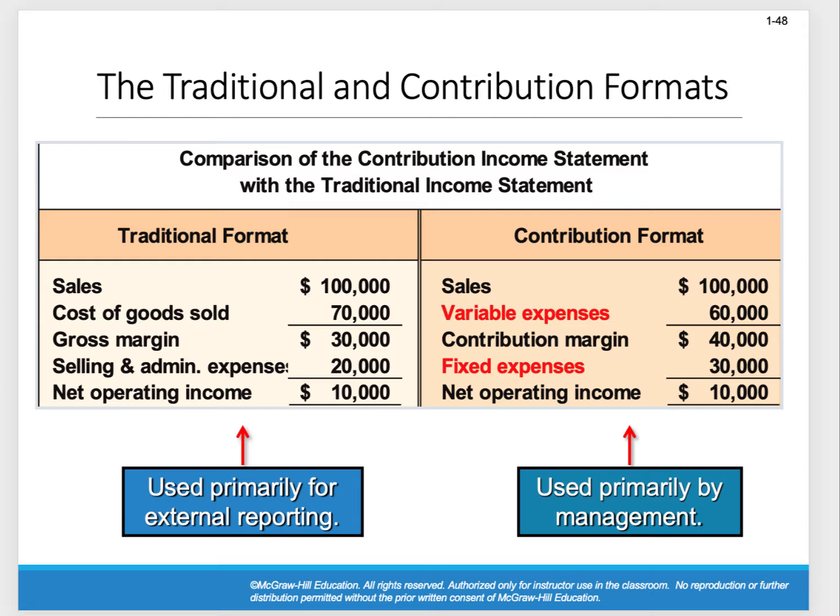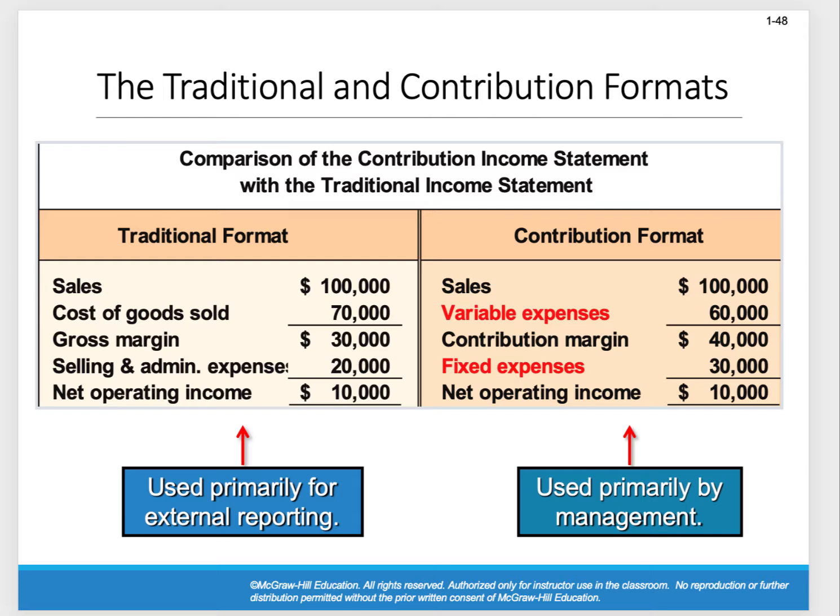So here's how I remember the contribution formatted income statement. I like to think that it's bad, right? It's racist, it's sexist, it's just a bad statement. Why? Well, because it segregates based on behavior. The contribution format segregates costs based on variable and fixed.